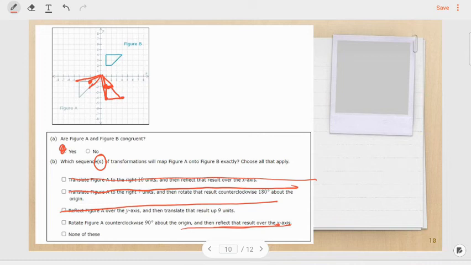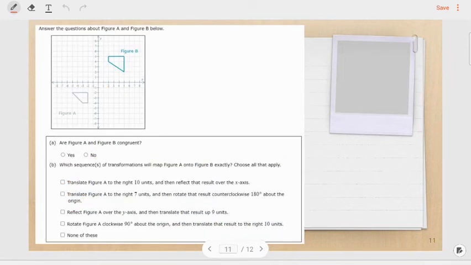Yep. And then I reflect it over the x-axis. Yes. So that's my last option. Sometimes it's just about choosing the one that best fits. So let's try one more or two more just to make sure we've got these.